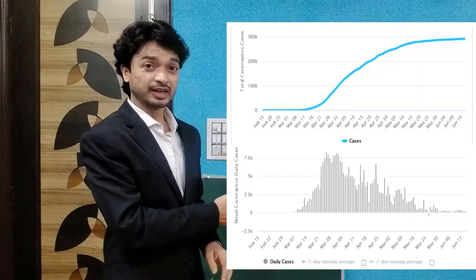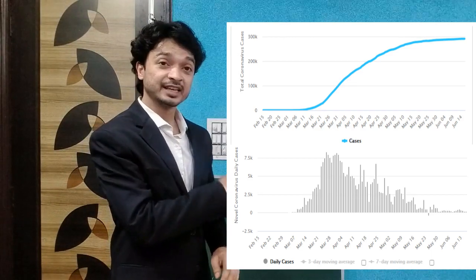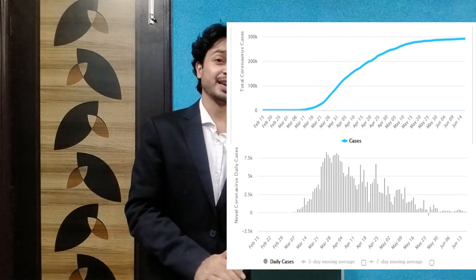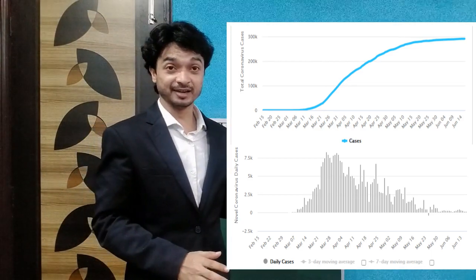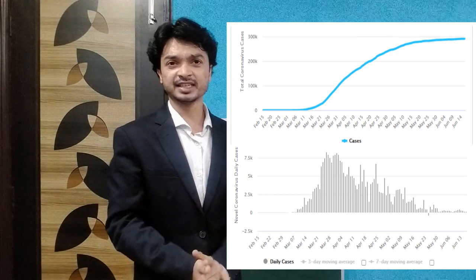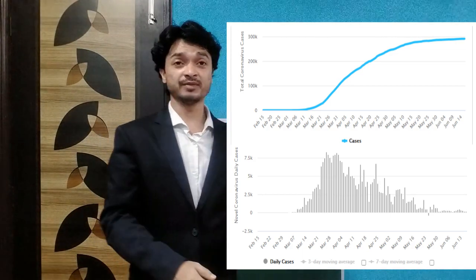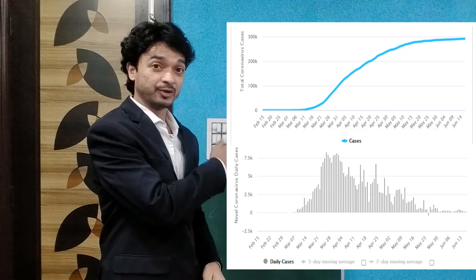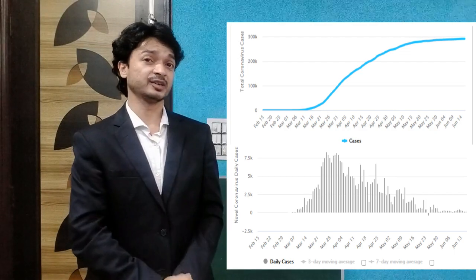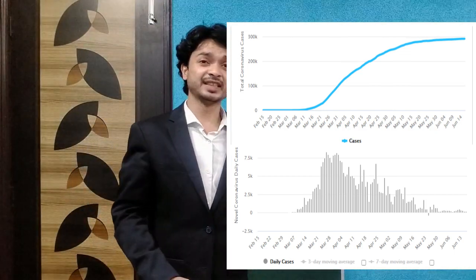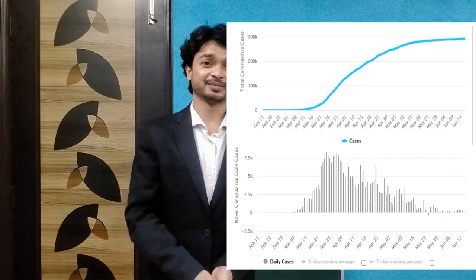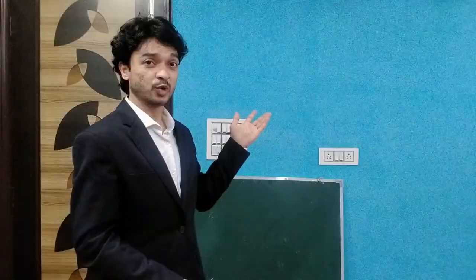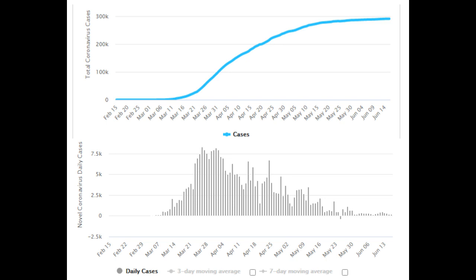So the daily cases were also less, and after that you see in the middle there was a sudden increase in the slope of the graph, and you see the number of cases per day correspondingly. And after that, recently now there are negligible cases per day. Again, the slope of the graph is 0.